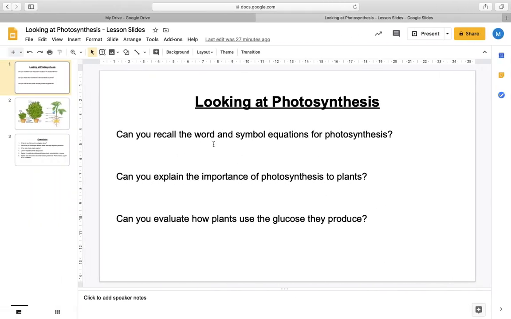So you should now be able to tell me the word and symbol equations for photosynthesis. You should be able to explain the importance of photosynthesis to plants, and you should be able to tell me some uses of glucose in a plant. Remember the important points from today. Photosynthesis is endothermic, and you also really need to know the uses of glucose in the plant. So that sort of summarises our second lesson on this B8 topic.